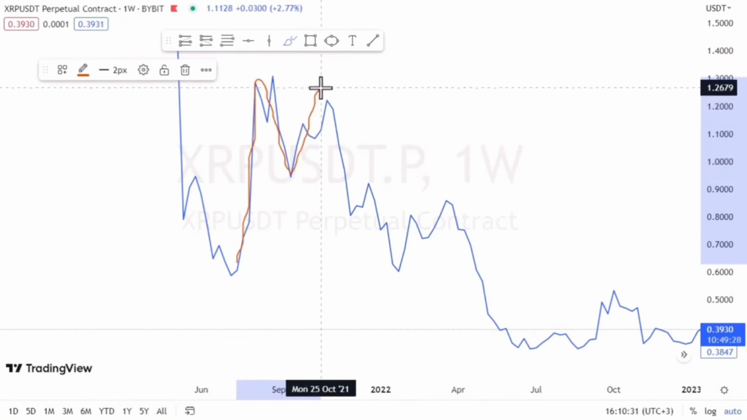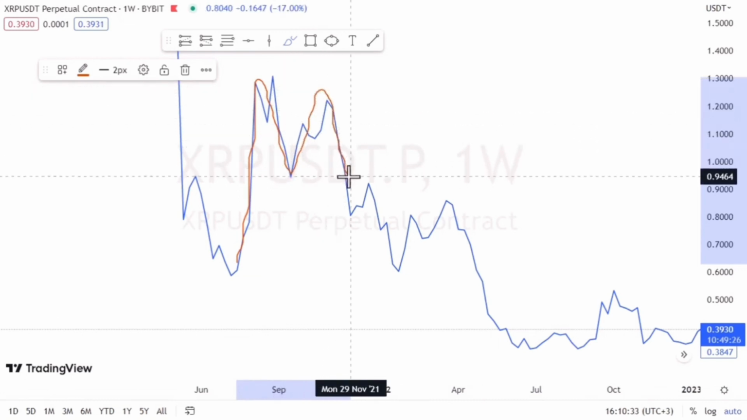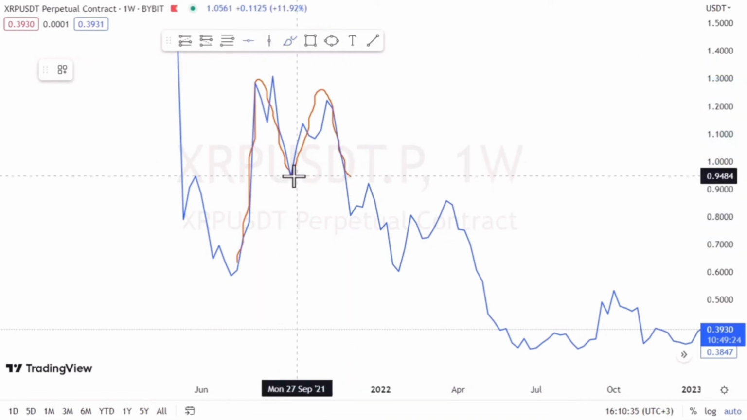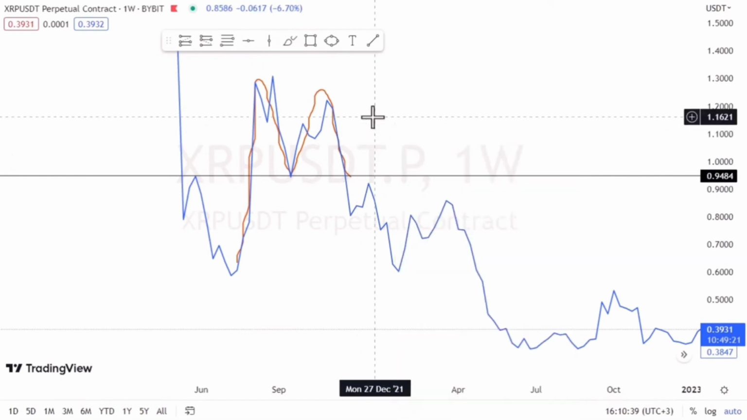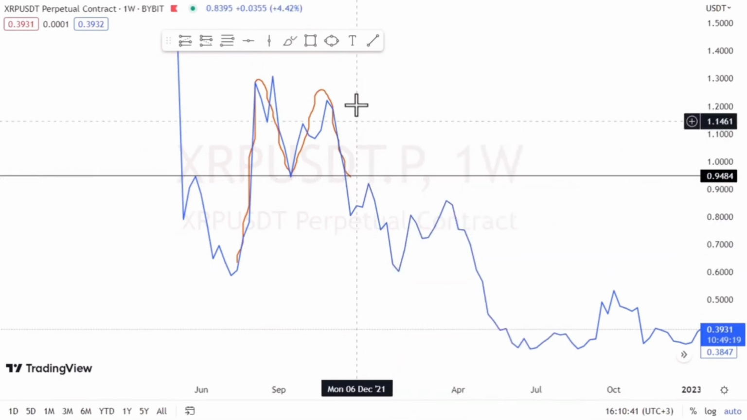The price must break the neckline, and then how much will the price go down? We choose the left shoulder, or let's say left top. And why left top?